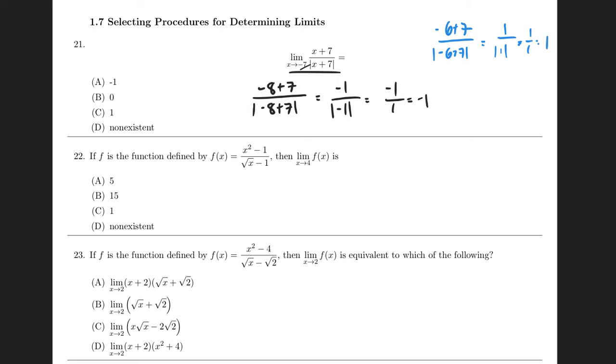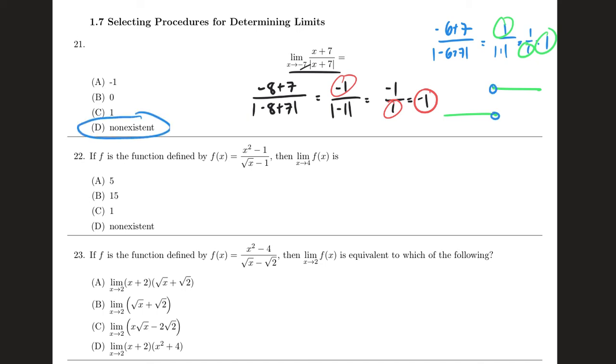So if the top comes out to be negative, the bottom's positive, and I get negative 1. But if the top's positive, the bottom's also positive, and I get positive 1. So for half the values, I get positive 1. The other half of the values, I get negative 1. And there's a jump there, which means our limit's not going to exist.